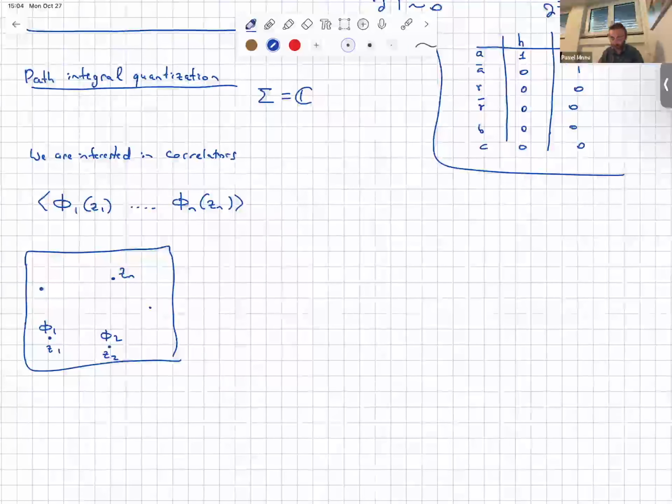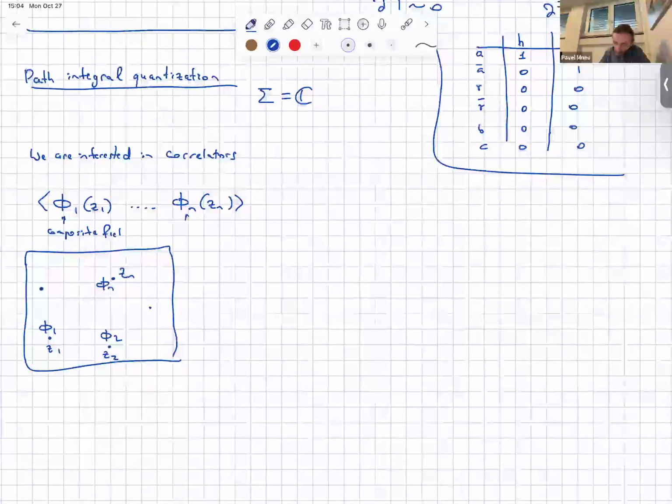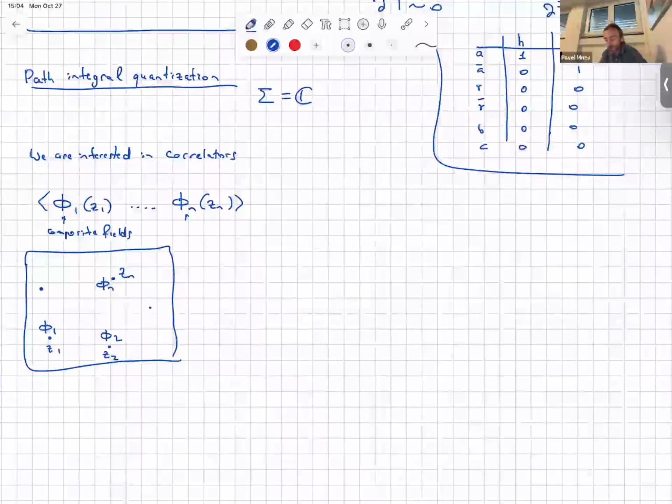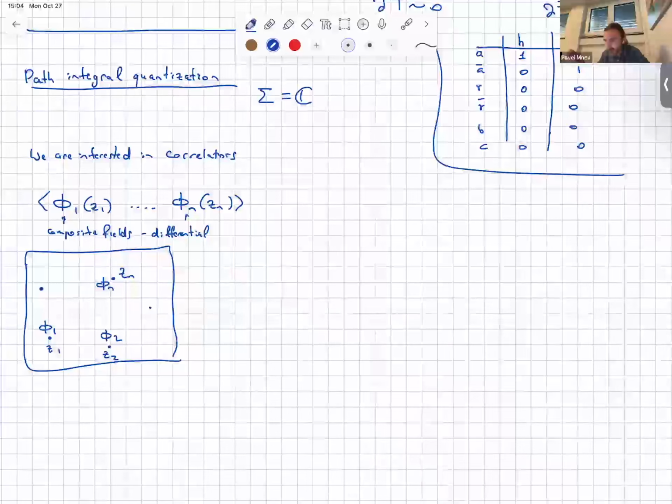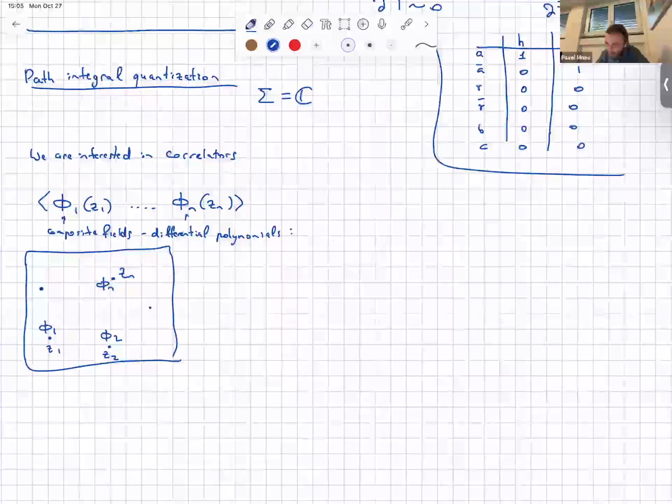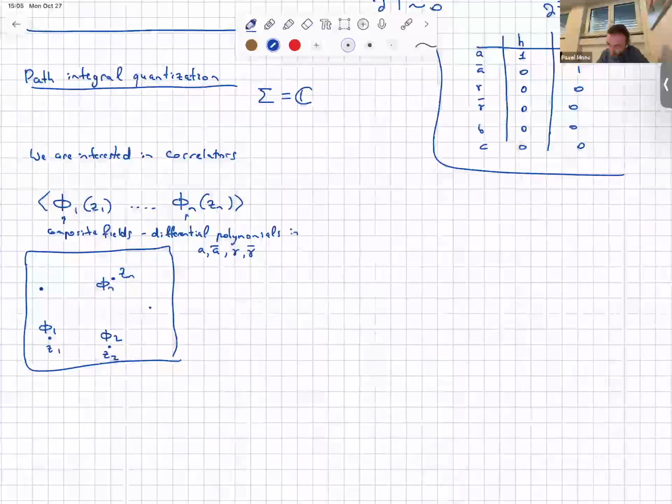So what do I mean by fields here? I mean composite fields. And what do I mean by composite fields? I mean polynomials in the fundamental fields in terms of which the action was written, polynomials in those and their derivatives, maybe higher derivatives at the given point, what's called a differential polynomial in the fields A bar, gamma, gamma bar, B, C at those respective points, z1 and so on, zn.